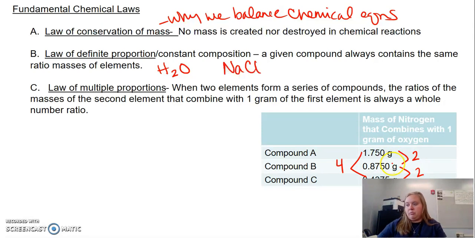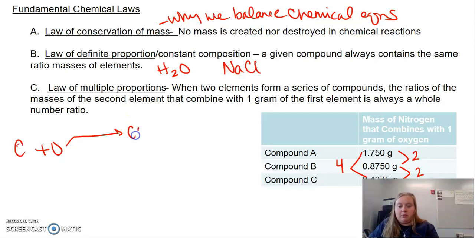Another example, let's just look at carbon and oxygen. If I take carbon and oxygen, the 2 most common things I could combine them to form are carbon monoxide, and carbon dioxide. In both of those, they each have 1 carbon, so that would be the equivalent of the 1 gram of oxygen over here, but the number of oxygens are different. In carbon monoxide there's only 1, and in carbon dioxide there's 2.